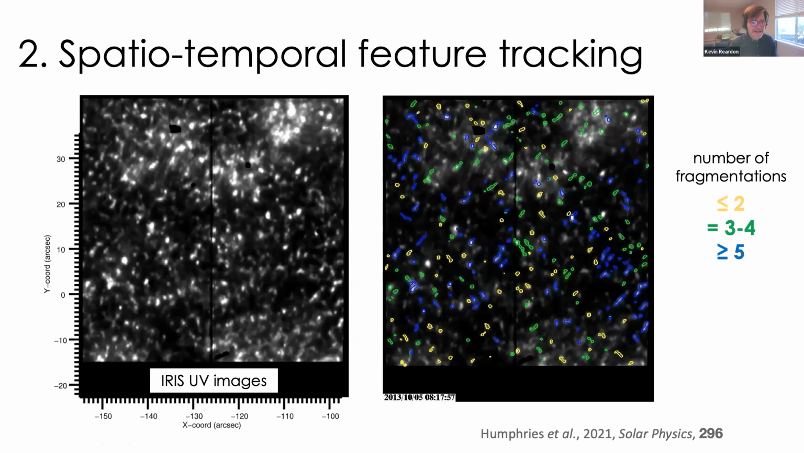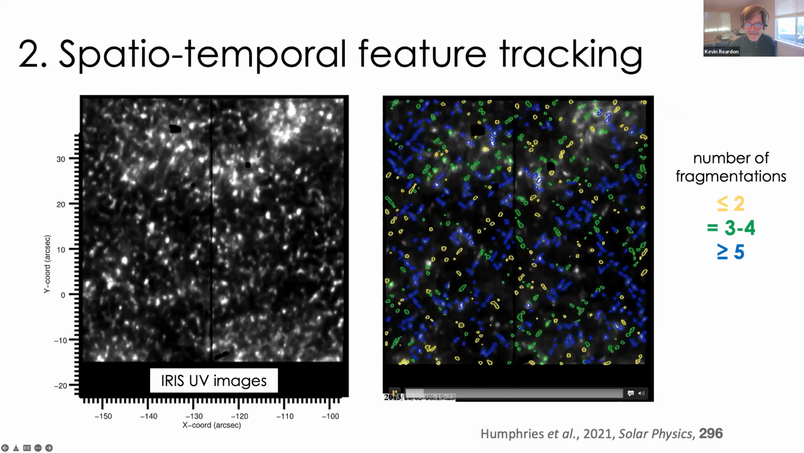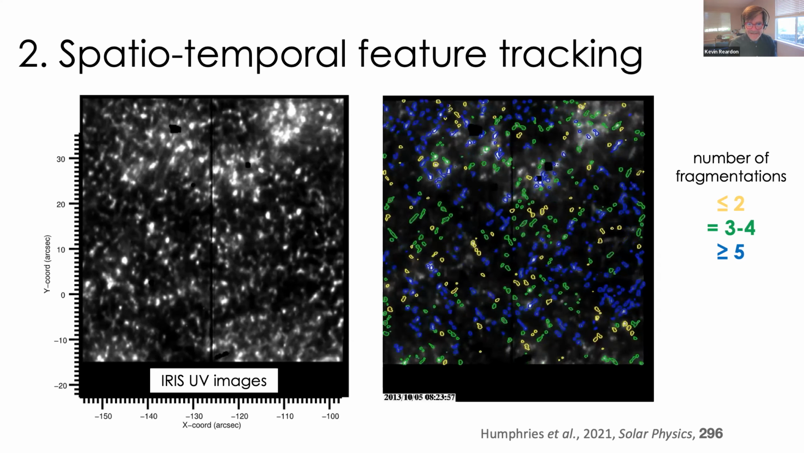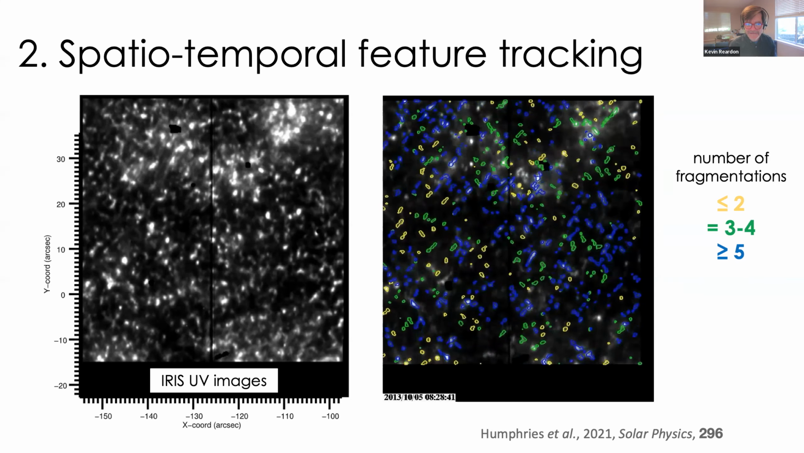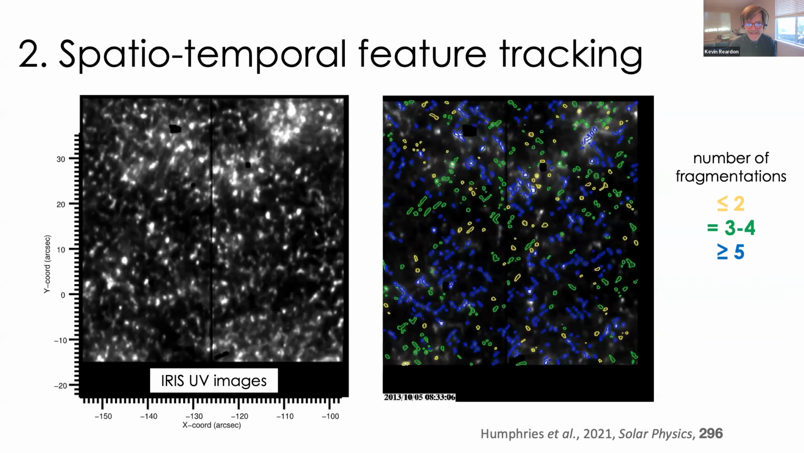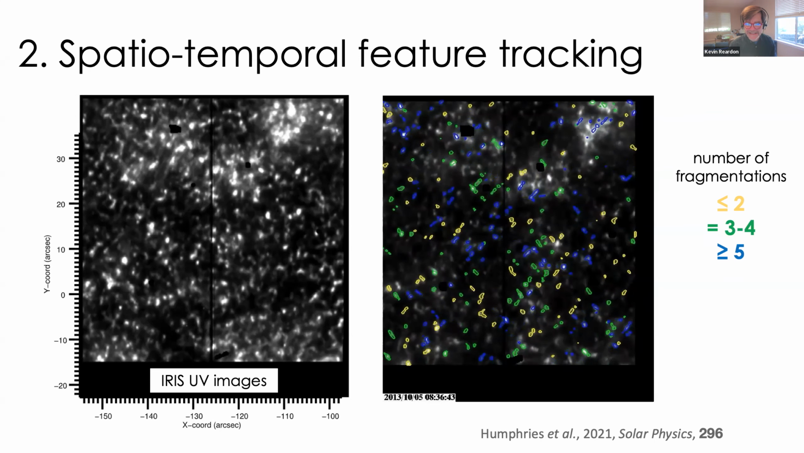The other method we want to address is spatio-temporal feature tracking. We can identify in our images some of these features based on certain characteristics particular to that kind of feature. For example, in these IRIS UV images, there are all these bright points that appear, sites of local heating in the chromosphere. We can pick out these things as temporal excesses above some background, and then try to track them through time and see how they evolve.